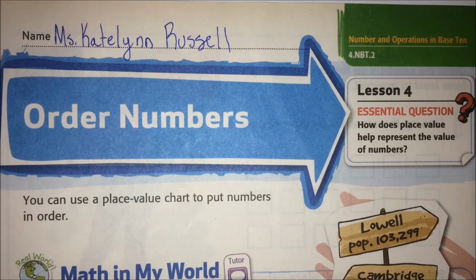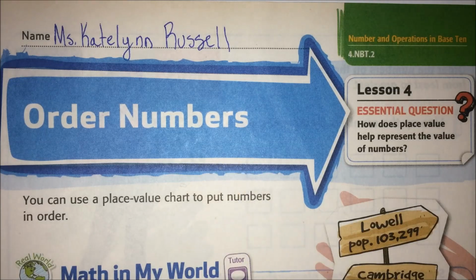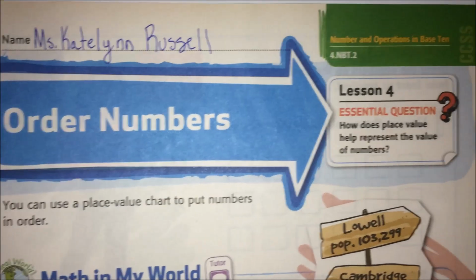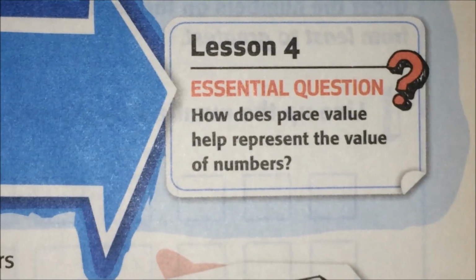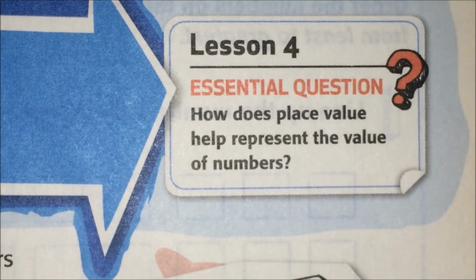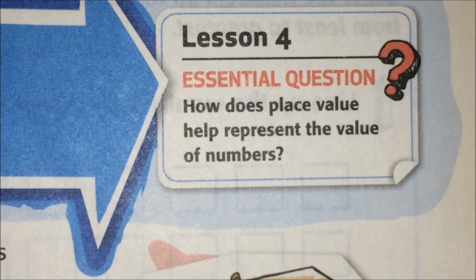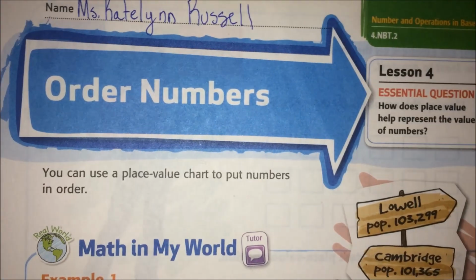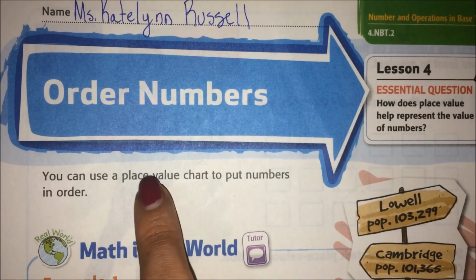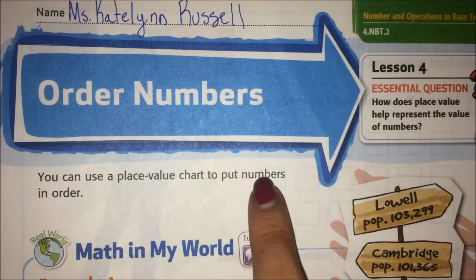Welcome to Chapter 1, Lesson 4. Today is about ordering numbers. Remember, the essential question for this chapter is, how does place value help represent the value of numbers? So, why is place value important? Okay, you can use a place value chart to put numbers in order.